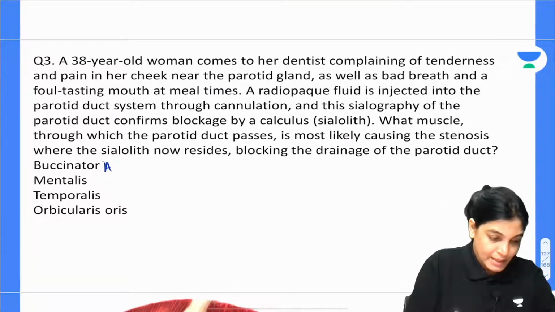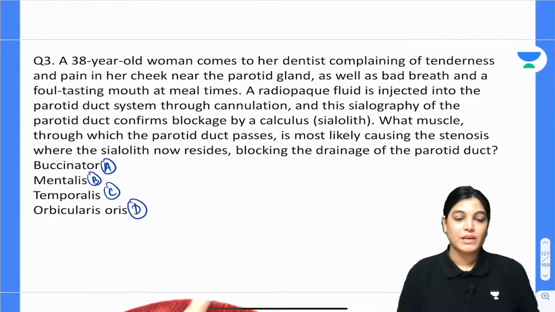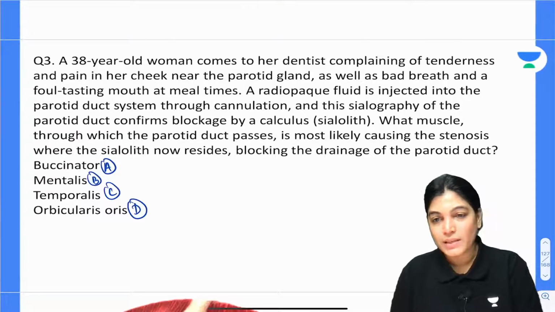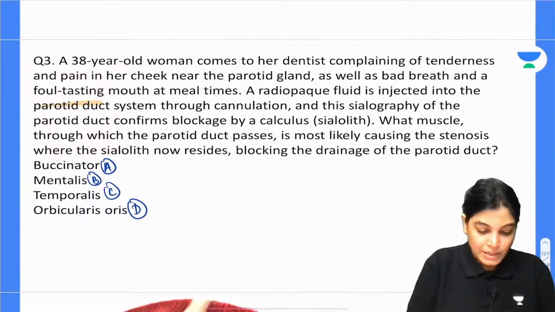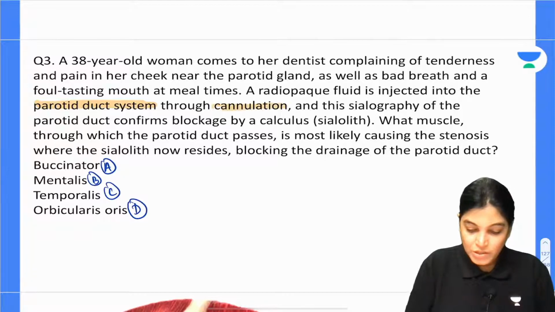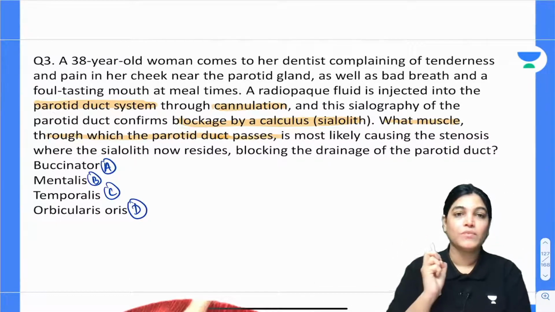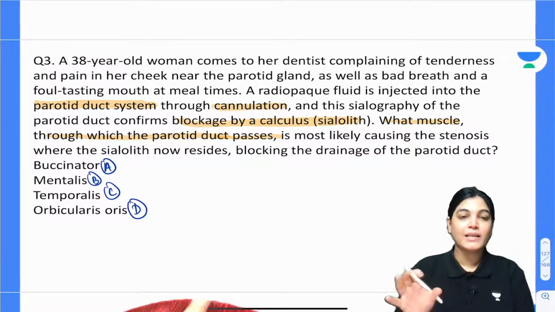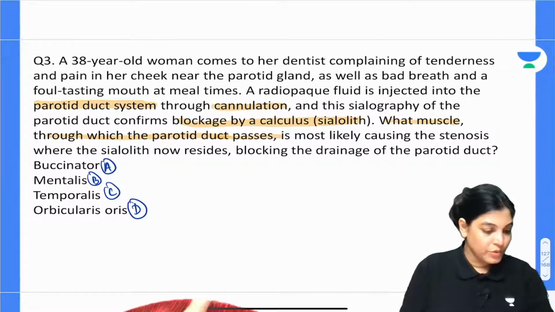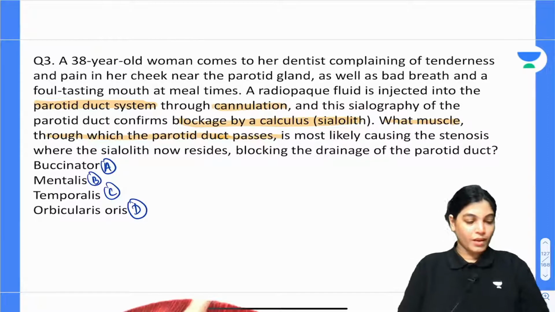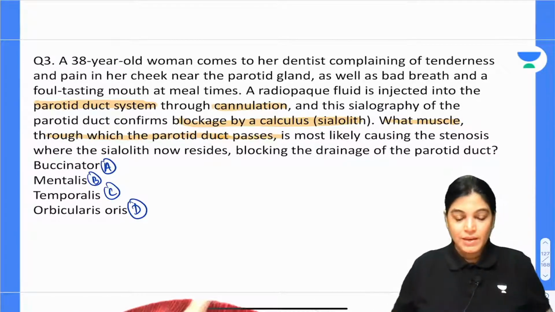Options are Buccinator, Mentalis, Temporalis or Orbicularis Oris. Four options are there and you have to mark the correct answer. Question number 3. The key point here is that the parotid duct system is involved, canalization has been done and it is blocked by the calculus. So which muscle is the parotid duct passing through, which will cause stenosis of the duct? Waiting for your answer, please mark the correct answer, otherwise I will come up with the explanation.